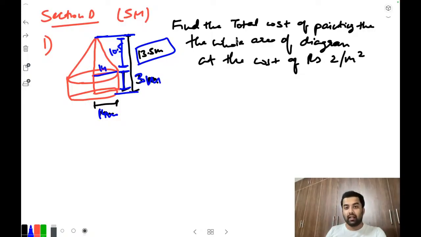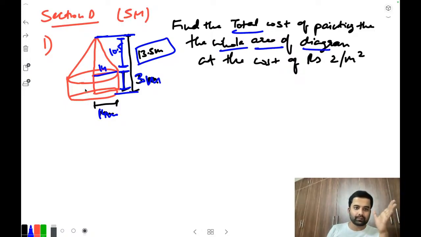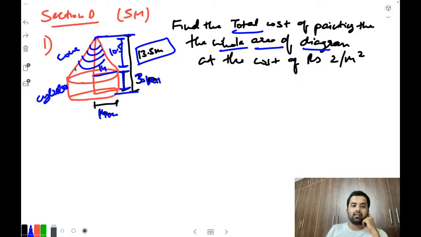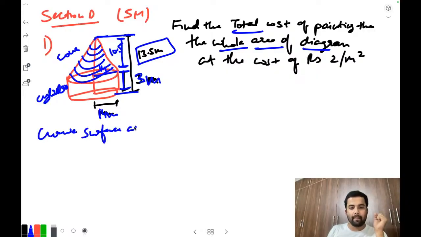We have to find the total whole area, which means imagine that you are painting it. The upper part is the cone, the lower part is the cylinder. You are painting the side part of the cone only, right? If you are talking about the side part only, what will come? Curved surface area of the cone. Correct?